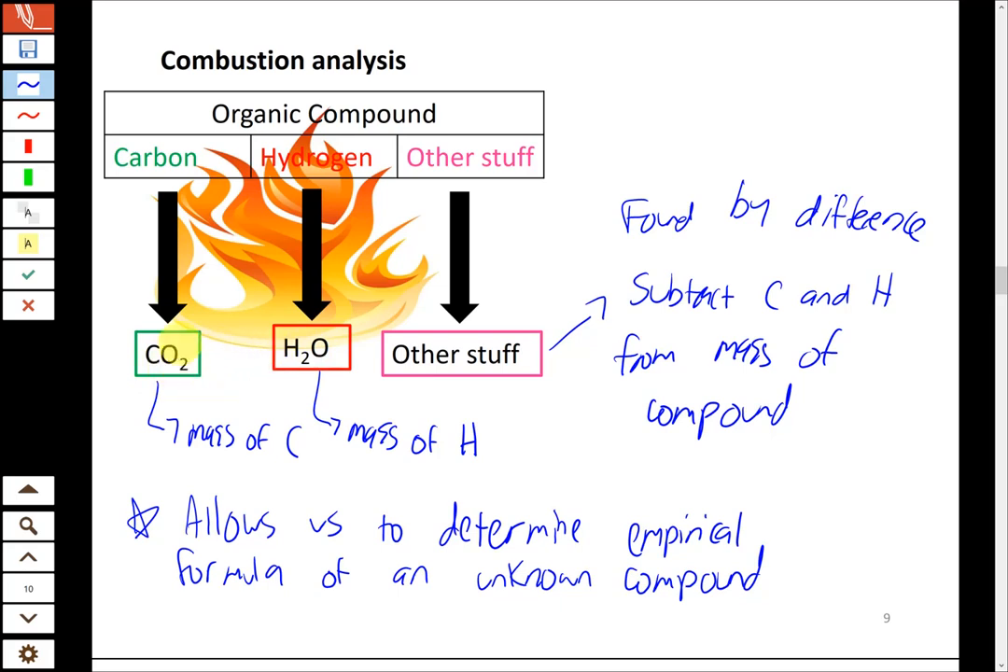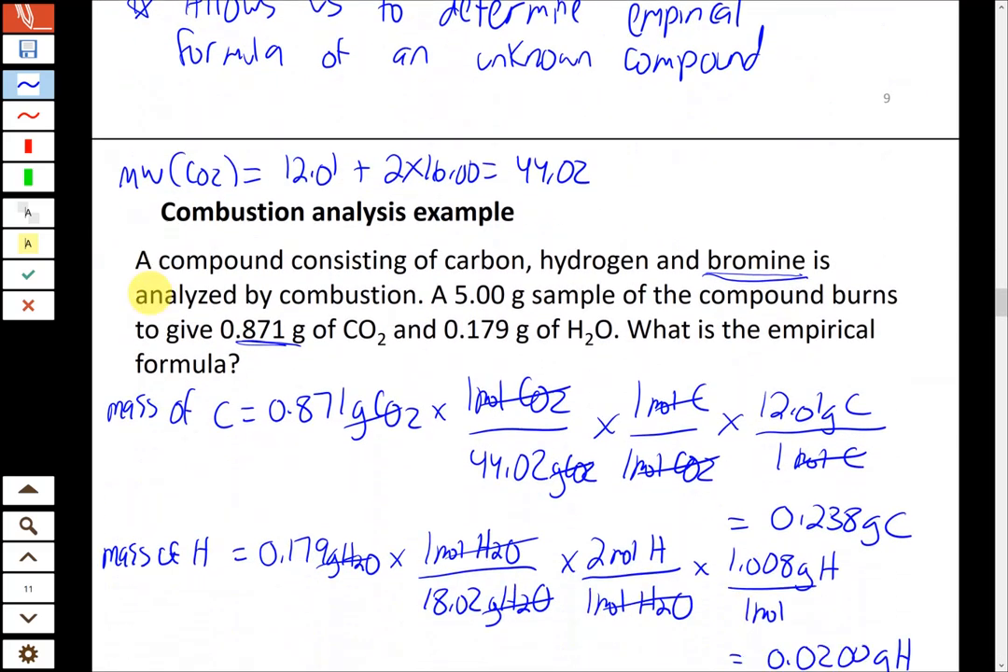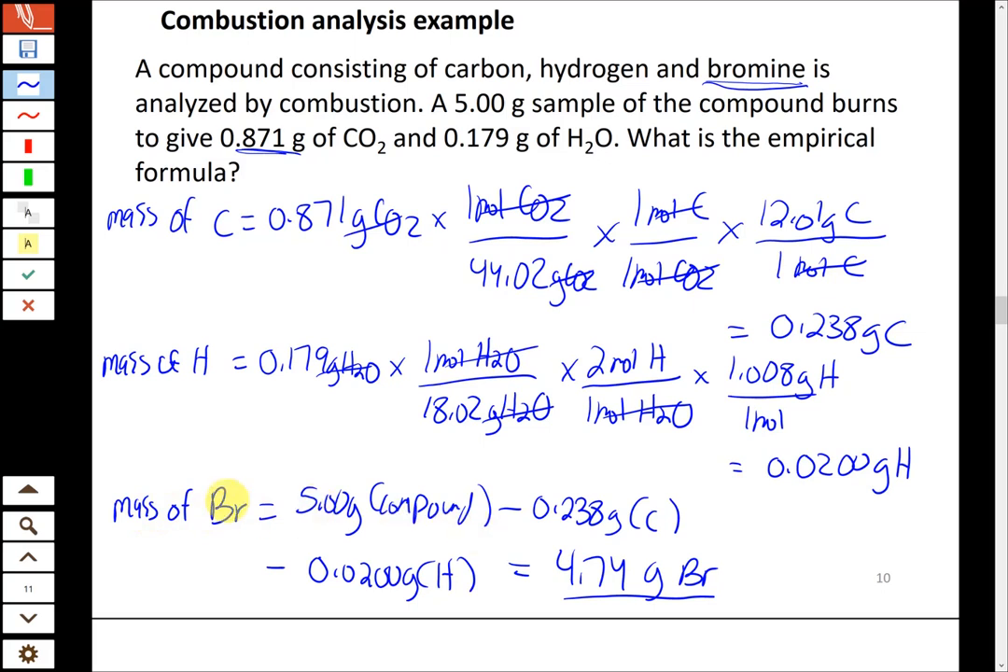So the mass of carbon can come from CO2, the mass of hydrogen comes from H2O, but if you have any oxygen, you also have to do it by difference, just like we did here for bromine. Mass of the compound, subtracting out carbon and hydrogen. Okay, so any questions before I move on?